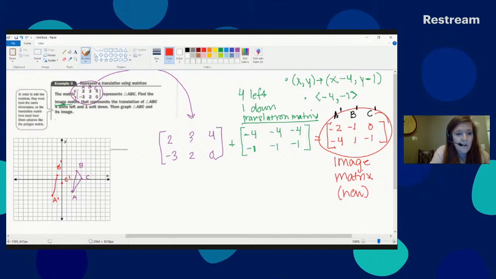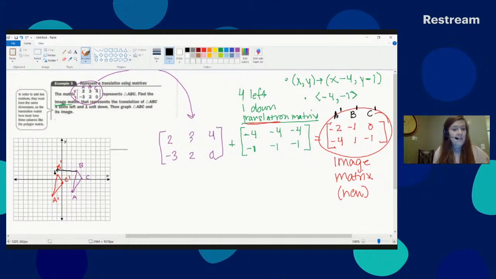Okay, so look what happens when you use your new translation matrix. So another way to do a translation, basically that's all this is. Your pre-image is purple, your image is red, and have we moved 4 units left and 1 unit down? Well, let's check. To go from B to B prime, we've moved 4 units to the left and 1 unit down. So basically all that to say that this is a super fancy way of translating.